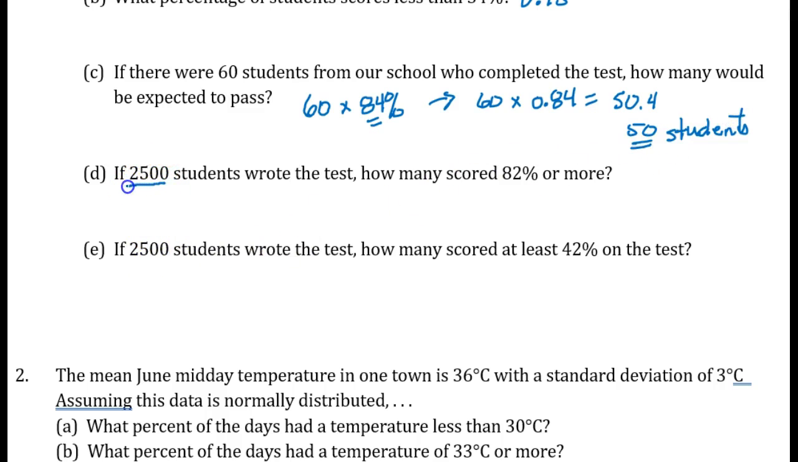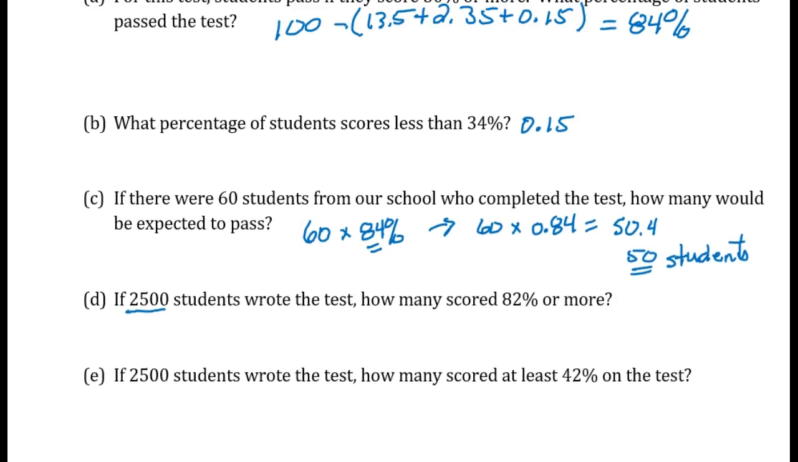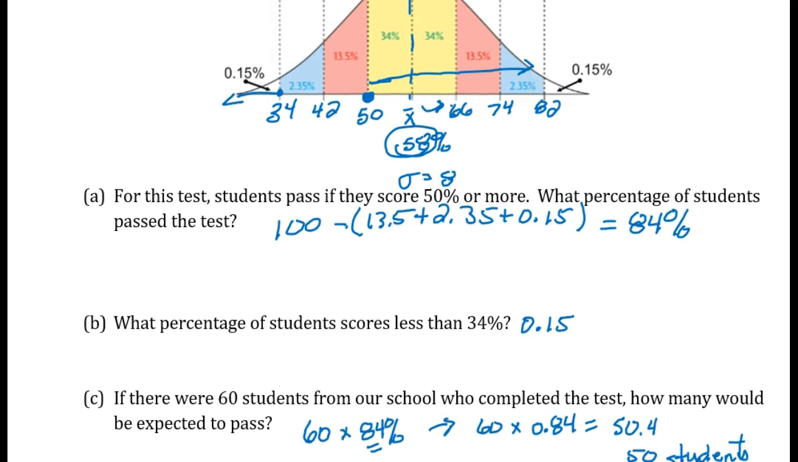Okay, let's say across the province 2,500 students wrote the test. How many scored 82% or more? Well, let's find the percent that got 82% or more first. And that's here. And that's 0.15%.